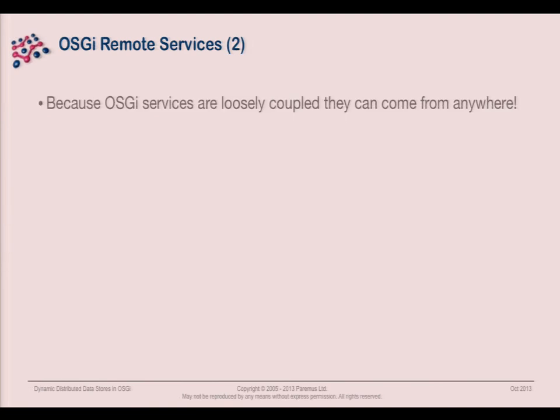Because OSGi services are loosely coupled, there's nothing to say where they've come from. In the example, you had provider A and provider B, and the reason you were able to switch between them is that you didn't know the original one came from provider A, and you didn't know the next one came from provider B. All you knew was that there was a service that matched your requirements. So it's quite a cool thing. But it also means that you can transparently remote a service, because you don't know or care where it comes from. And that's really quite cool, because provider B in the example was in the same framework, but if it hadn't been, would it really have mattered?